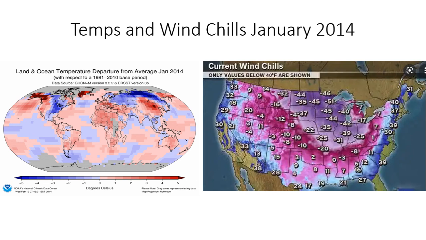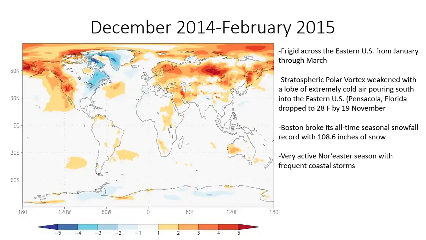The eastern U.S. was frigid. Northern Siberia into parts of Europe, especially Eastern Europe, was frigid as well. So that was quite an interesting winter. That then leads us into the December 2014 to February 2015 winter. Not as frigid as the previous winter season.